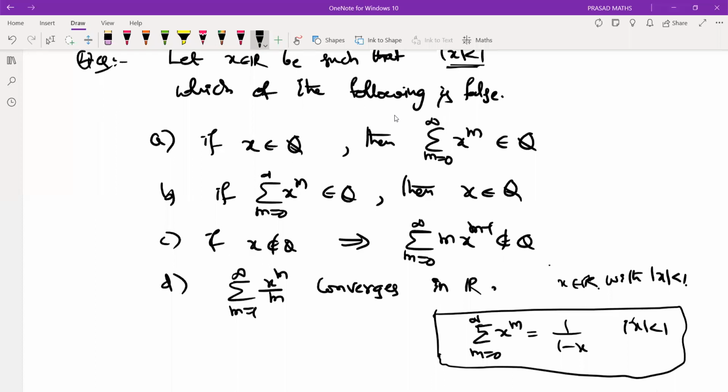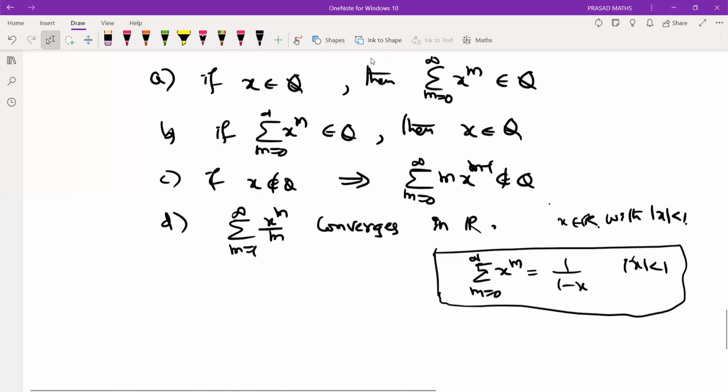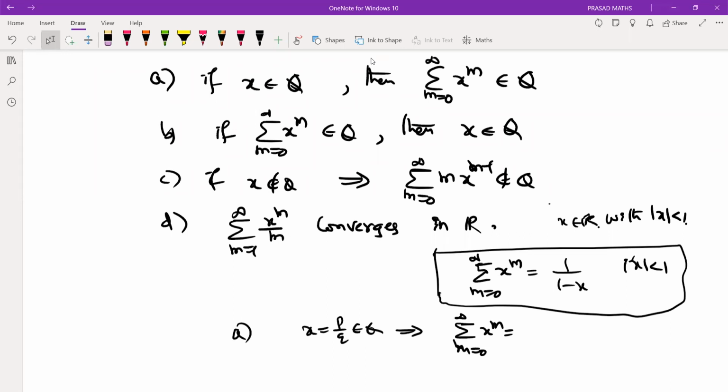ఇప్పుడు చెప్పండి. సో, మీ గివెన్ x రేషనల్ నెంబర్ అయింది అనుకోండి. ఇప్పుడు ఫస్ట్ ఆప్షన్ చూడండి. ఇఫ్ x ఈజ్ రేషనల్ నెంబర్, p by q, అయితే ఏమైంది? That means summation m equals 0 to infinity x power m is 1 by p by q, that is exactly also a rational number, because q is a natural number, q minus p is also a natural number. Therefore this is also a rational number, right?